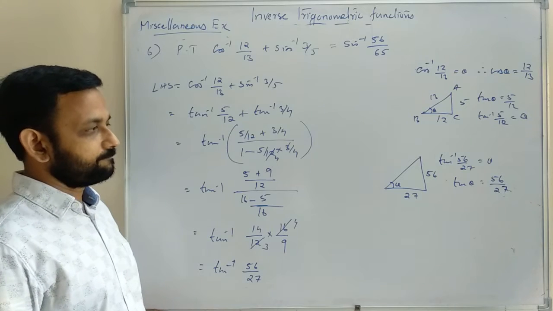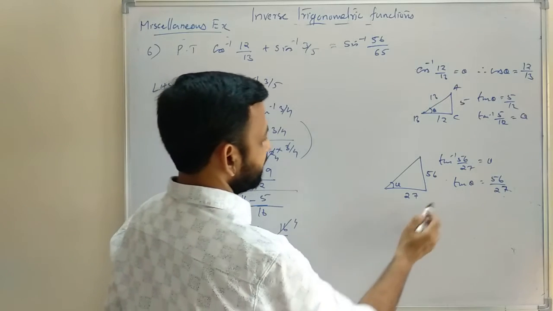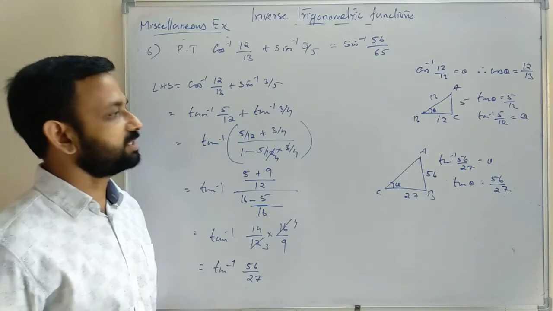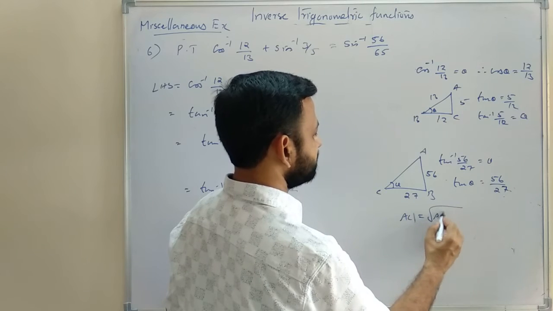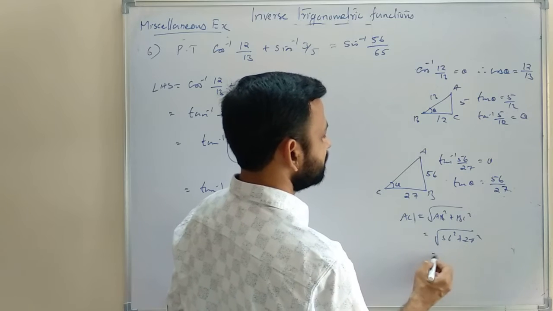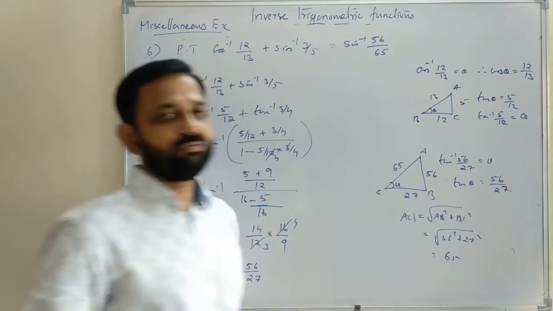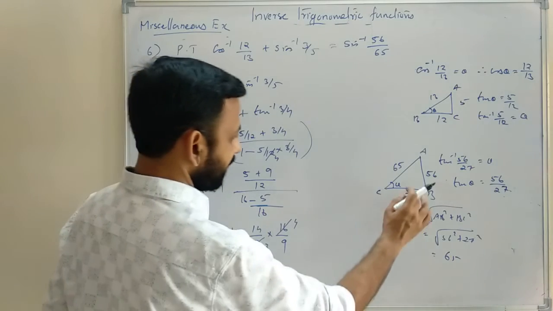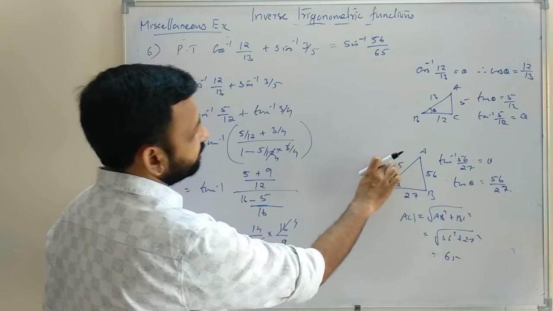Then we will apply the Pythagoras theorem, with triangle ABC, because we want to get a sin inverse. So AC is equal to the square root of AB square plus BC square, that is the square root of 56 square plus 27 square. When we simplify, we will get 65 here. So we can write tan inverse 56 upon 27 equal to sin inverse 56 upon 65.